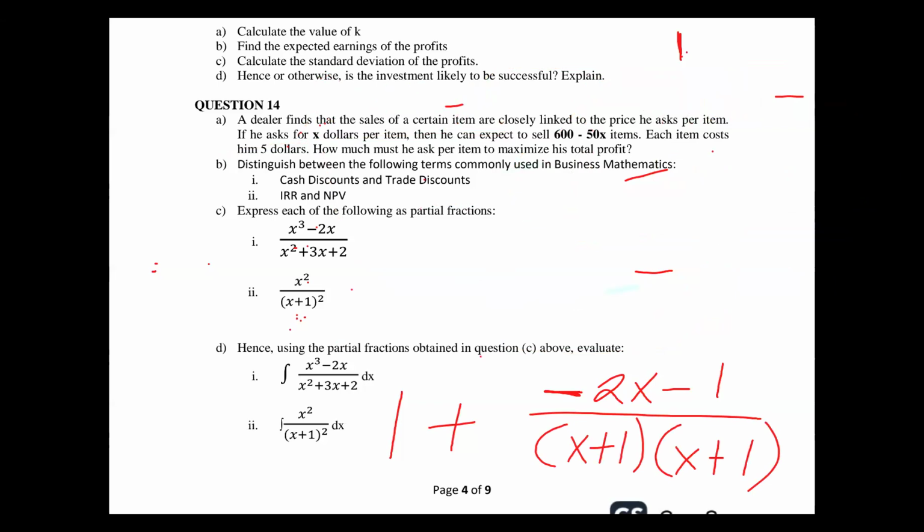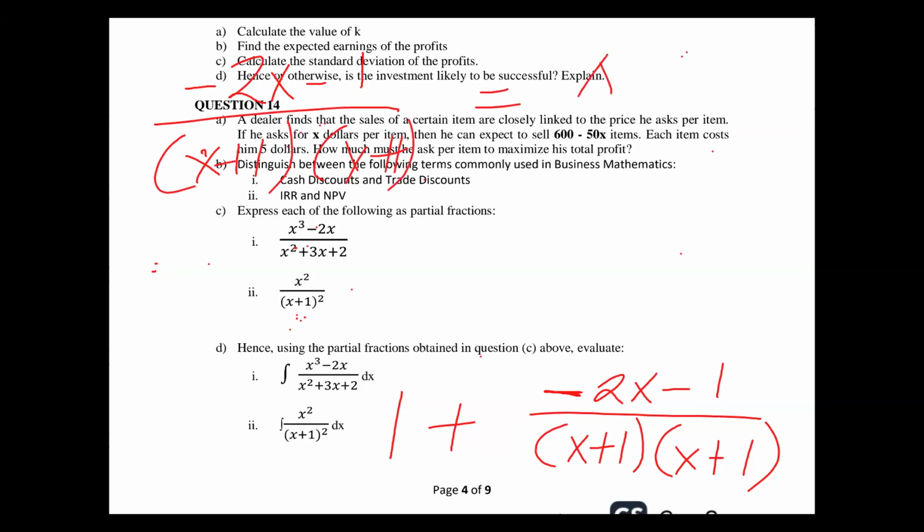Let's quickly work out this. If you get this, then part D is very straightforward, because we just get the answers we've gotten here and integrate them. So very easy. So how is it done? You have (-2x - 1) divided by (x + 1) squared. This will be equal to A over (x + 1) plus B over (x + 1) squared.